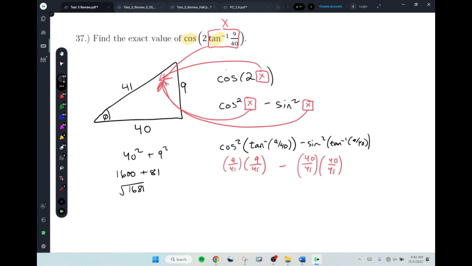Well, I don't know. Maybe this simplifies. Wouldn't this be 81 minus 1600 over... Wait, that's not going to be a positive. That means we are in the wrong quadrant. Tangent was 9 over 40. Interesting. That's just going to be a negative number, which I don't love. But that's okay.